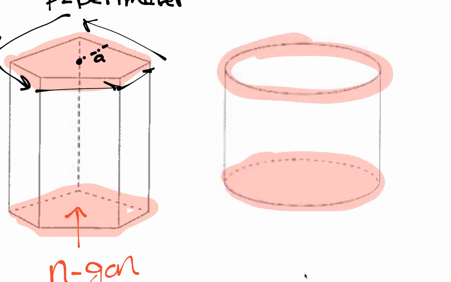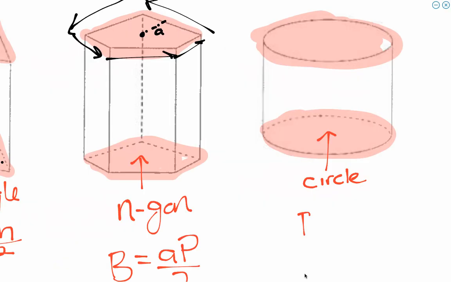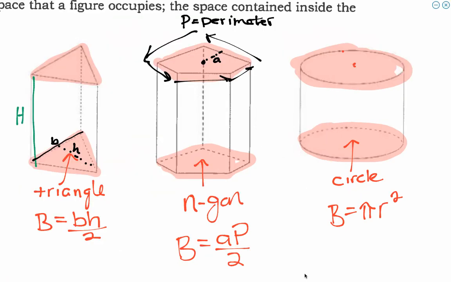We have a circular base. So the area of a circle is going to be pi r squared. Just like that.